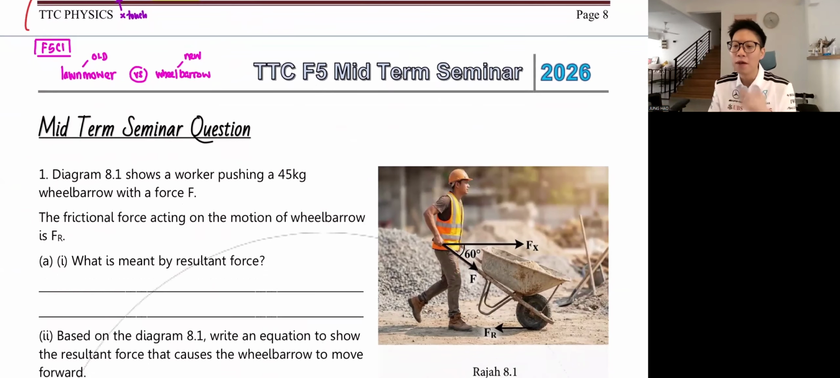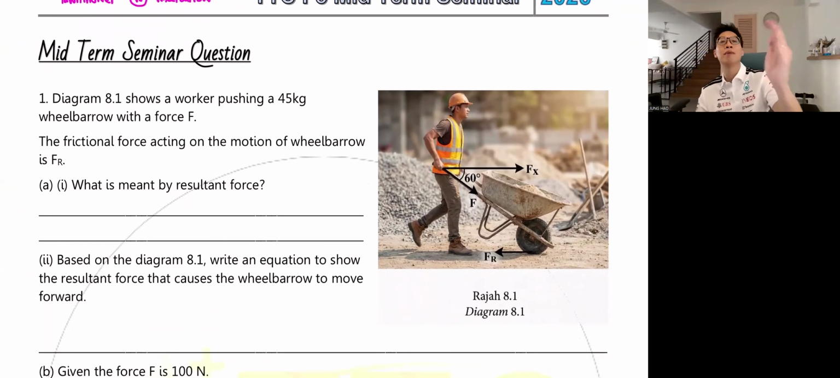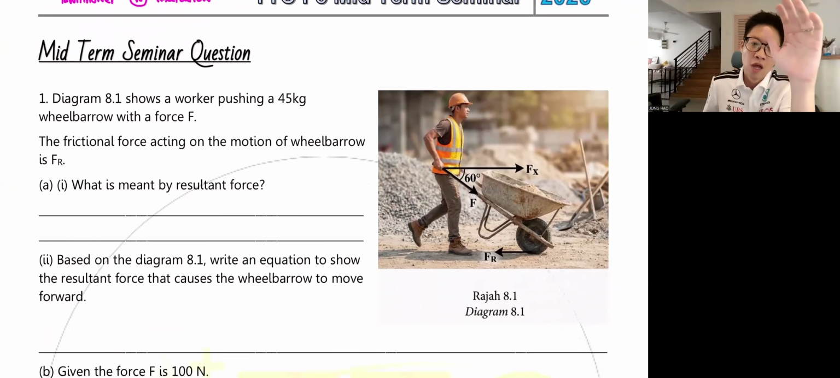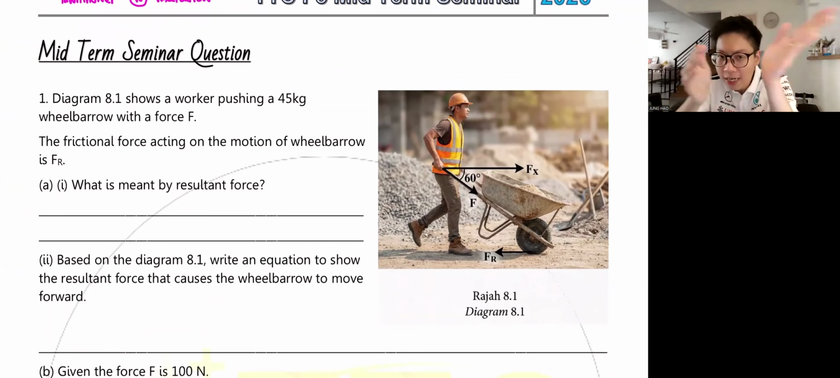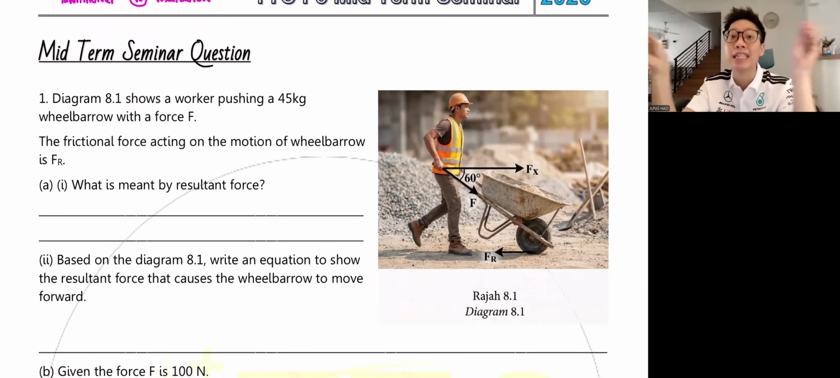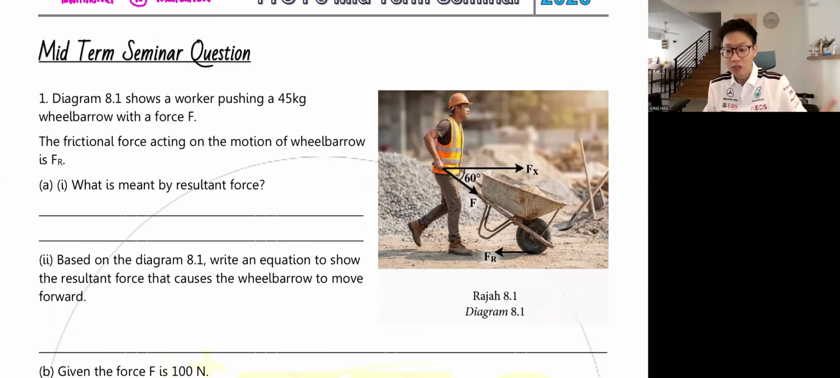Guys, I want to be a bit fast so that we can do more questions. The question shows a worker pushing a 45 kg wheelbarrow, force F, the frictional force is Fr. What is meant by resultant force? Last time, if you look at the older generation answer, we would just say resultant force is the sum of forces. Nowadays, if you write sum of forces, the answer is not enough. Why? Because they want you to use one more additional word, known as the vector sum.